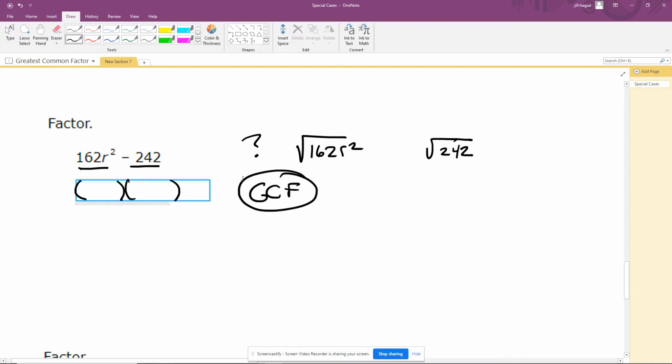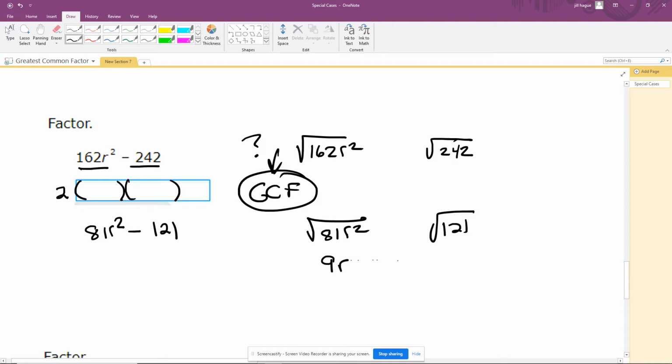GCF. Whenever you get confused, ask yourself, did I take a GCF out at the beginning? So what number do we know goes into 162 and 242? We know 2 goes into it. And 162 divided by 2 would be 81r squared. And 242 divided by 2 would be 121. So now we come over here and we say, can I take the square root of those? 81r squared and 121. You get your calculator out and you can. That one's 9r and that one's 11.